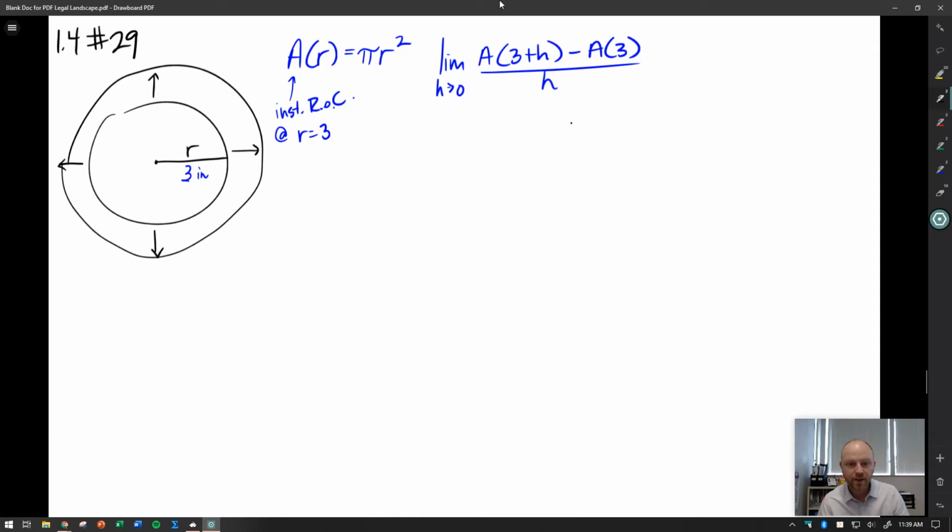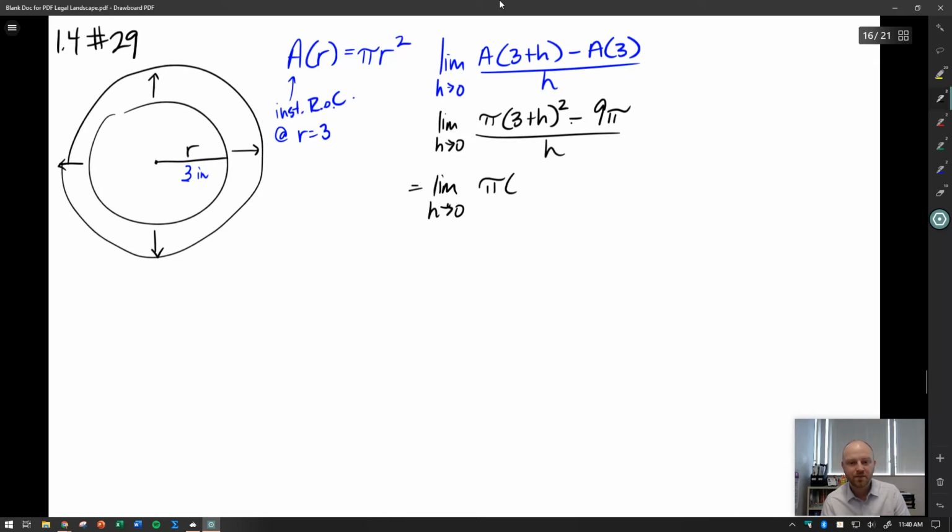All right, let's get to it. We have the limit as h goes to 0. If you plug in a 3 plus h, we get pi times 3 plus h quantity squared. If we plug in just a 3, that's 3 squared times pi, so that's 9 pi over h. Let's keep going. Still using our limit notation. This is pi times 3 plus h quantity squared. That's going to be 9 plus 6h plus h squared, minus a 9 pi, and this is all over h.